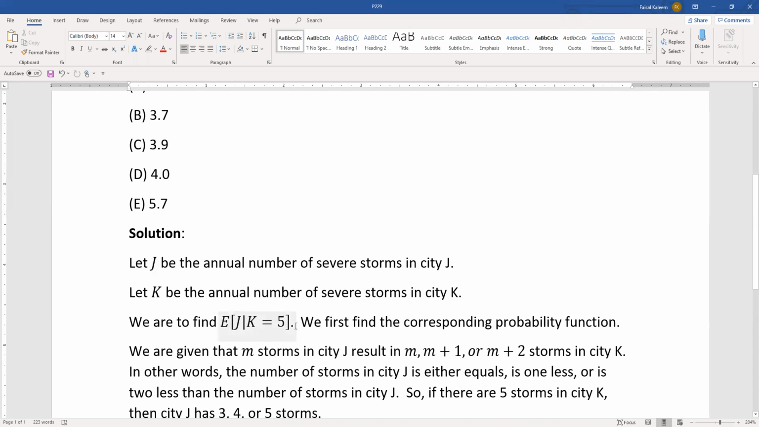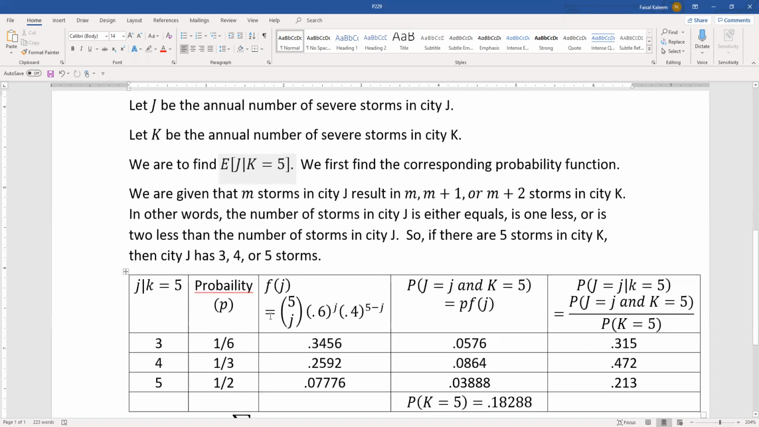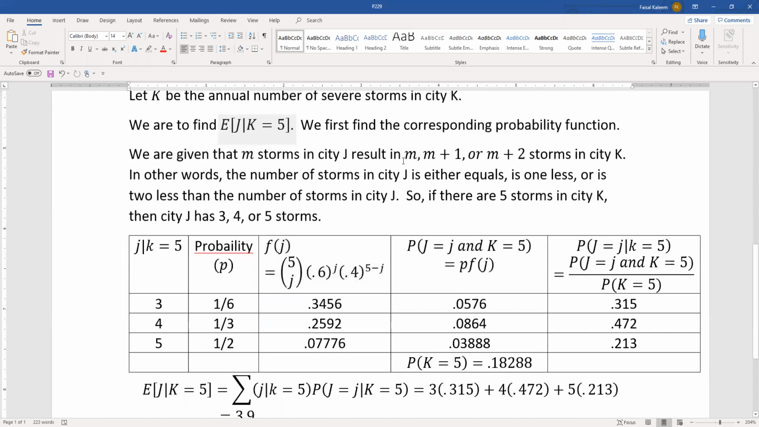So to find this expected value, we first work our way towards finding the corresponding probability function, which will be this one. Probability J equals j given K equals 5. That's the probability function for this expected value. And this is equal to probability J equals j and K equals 5 divided by probability K equals 5. So we work our way towards finding these quantities. And that's what we're doing in this table.